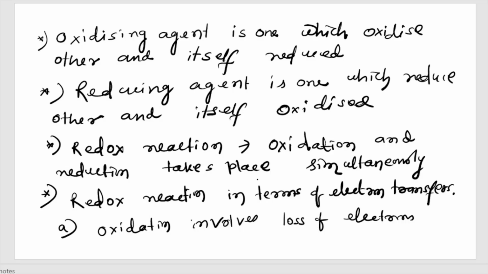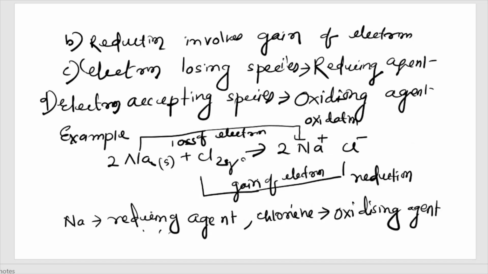If both are taking place simultaneously, at the same time, reduction and oxidation, that is called redox reaction. Now reduction in terms of electron transfer. If you see electron transfer taking place, then how will we explain? Oxidation involves loss of electron. Remember, where oxidation takes place, there is electron loss. Where reduction takes place, there is gain of electron.